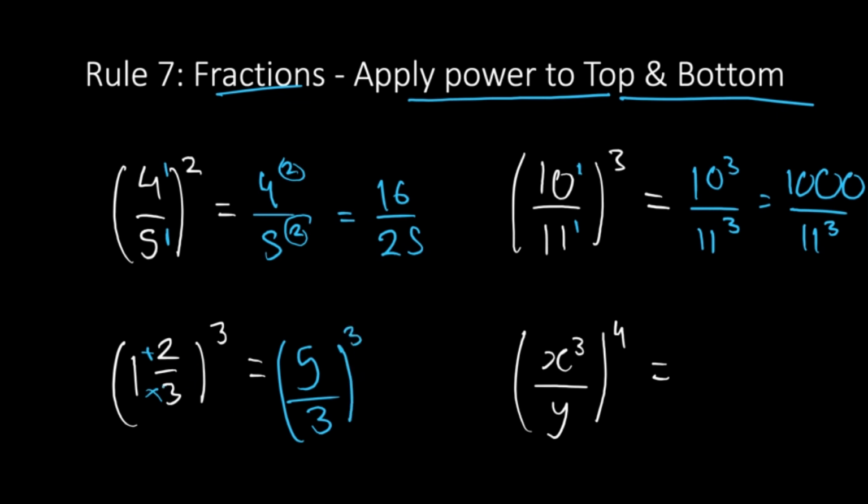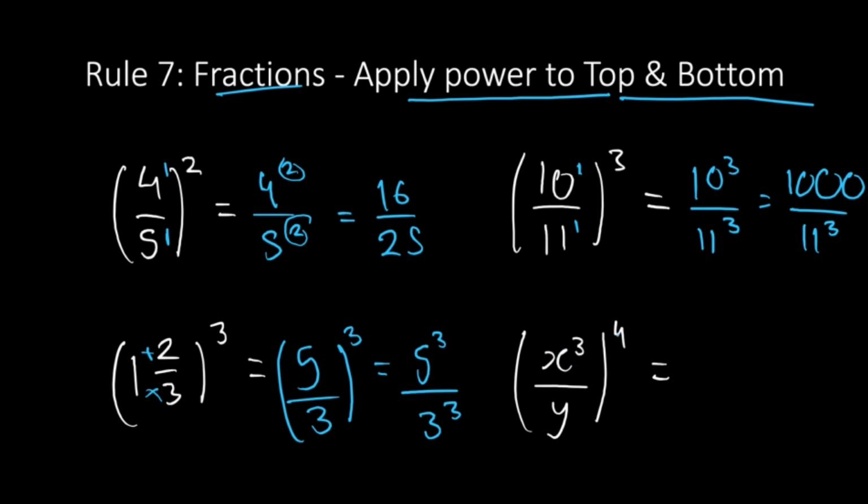If you haven't watched my video where I convert improper fractions to mixed fractions, go watch that. I'll put the link in the description. So 5 over 3, all to the power of 3. You do exactly like the previous questions, and you just multiply the powers. So 5 over 3, 5 to the power of 3 over 3 to the power of 3.